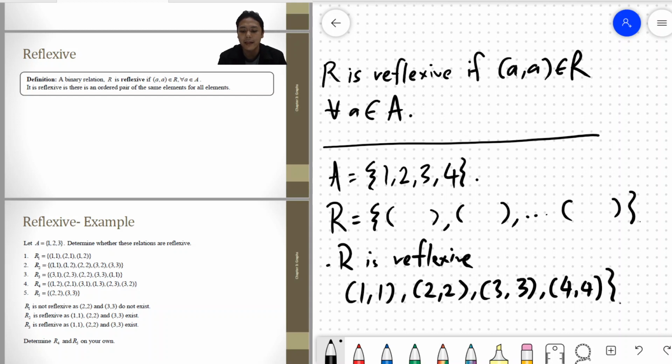Because basically these are all the elements which exist in here. 4 distinct elements, 1, 2, 3, 4. It is reflexive if you have a equals to 1, (1, 1), a equals to 2, (2, 2), a equals to 3, (3, 3), and also a equals to 4, (4, 4).